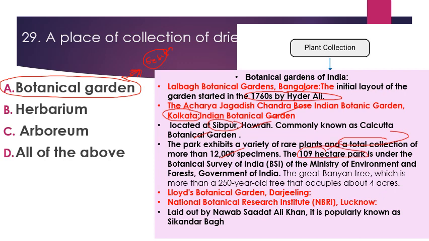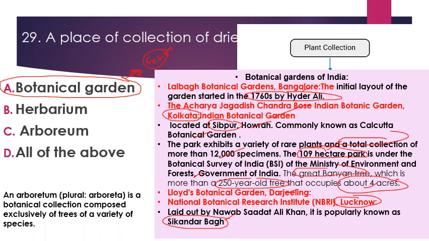It is a 109-hectare park under the Botanical Survey of India and the Ministry of Environment and Forest, Government of India. Its famous plant is the Great Banyan tree, which is more than 250 years old and occupies 4 acres of the area. The next is the Lloyd Botanical Garden in Darjeeling. The National Botanical Research Institute is located in Lucknow, and its foundation was laid by Nawab Sadat Ali Khan. It's popularly known as Sikandar Bagh.